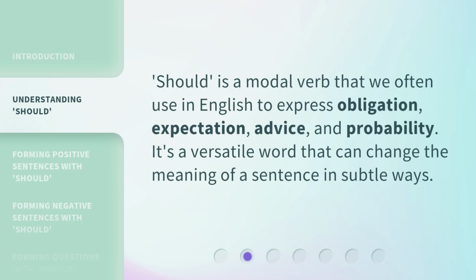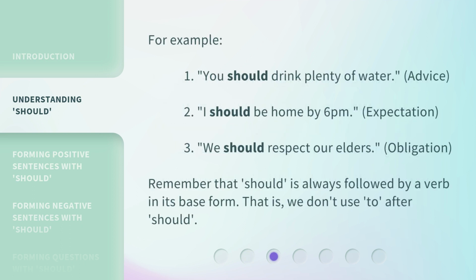Should is a modal verb that we often use in English to express obligation, expectation, advice, and probability. It's a versatile word that can change the meaning of a sentence in subtle ways. For example, 1. You should drink plenty of water. Advice. 2. I should be home by 6 p.m. Expectation. 3. We should respect our elders. Obligation. Remember that should is always followed by a verb in its base form. That is, we don't use to after should.